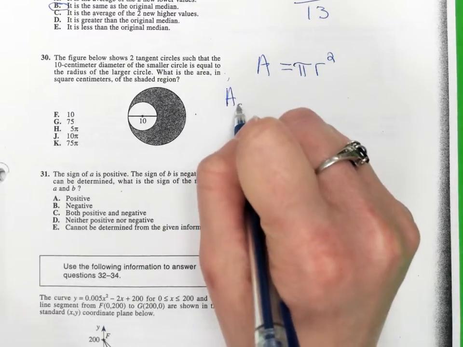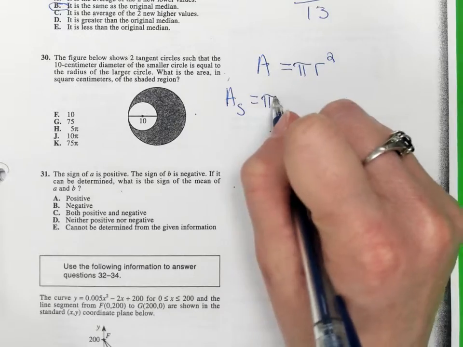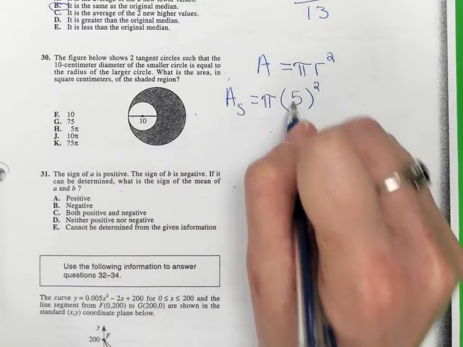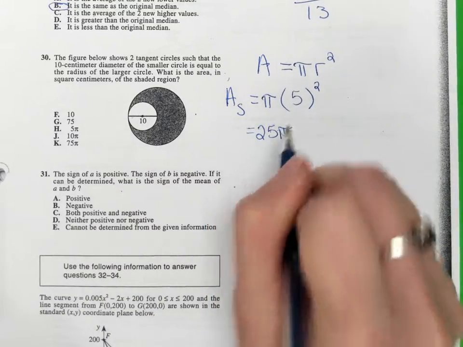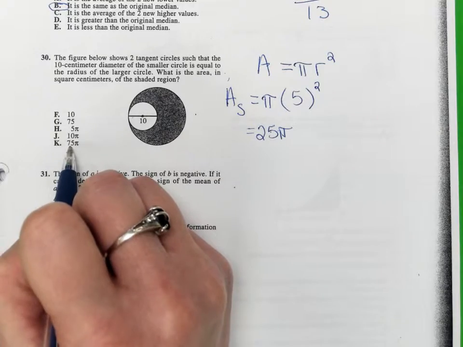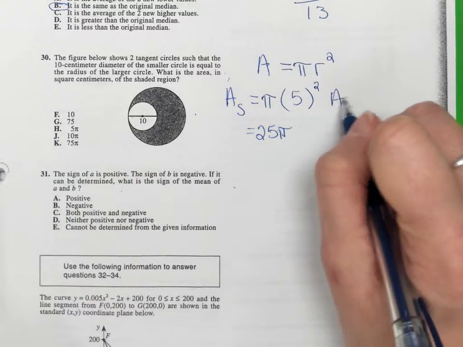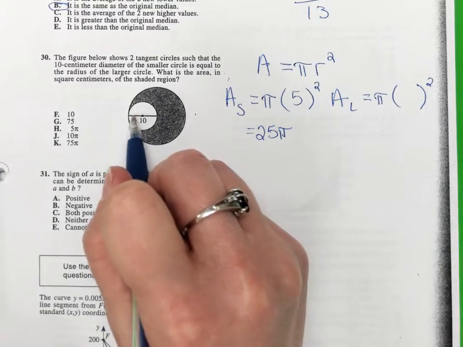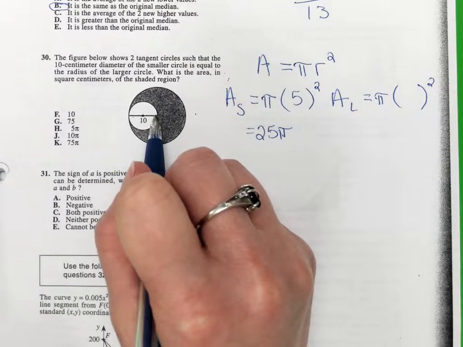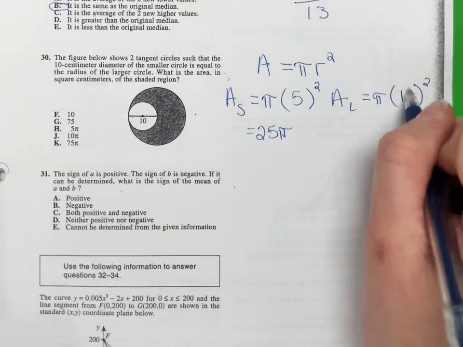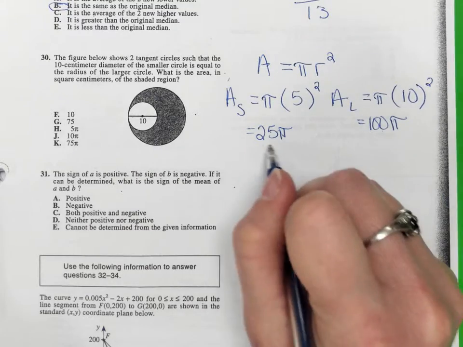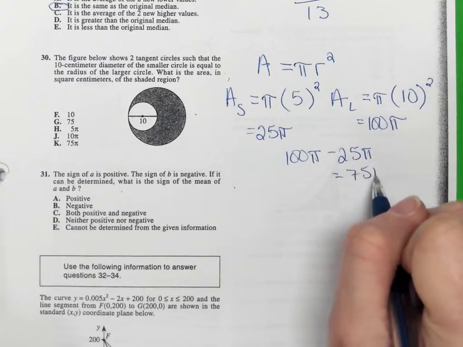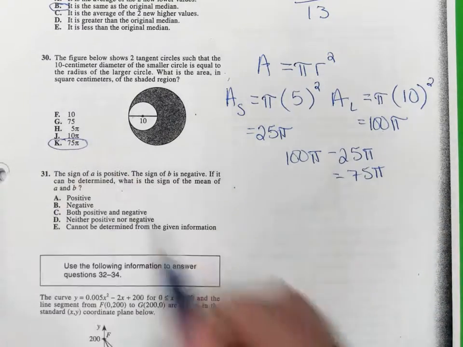So here we go. Area of the small, which would be the S. Pi r squared. What is your r? 5. Half of 10 is 5. So that's 25 pi. Notice how my answer choices are left in pi, so I'm going to leave my answer in pi. Then area of the large is pi r squared. Very good. That 10 is the diameter of the small, but it is the radius of the large. And what is 10 squared? 100. Good. And then subtract them, and what do you get? 75. And that was K. Y'all okay?